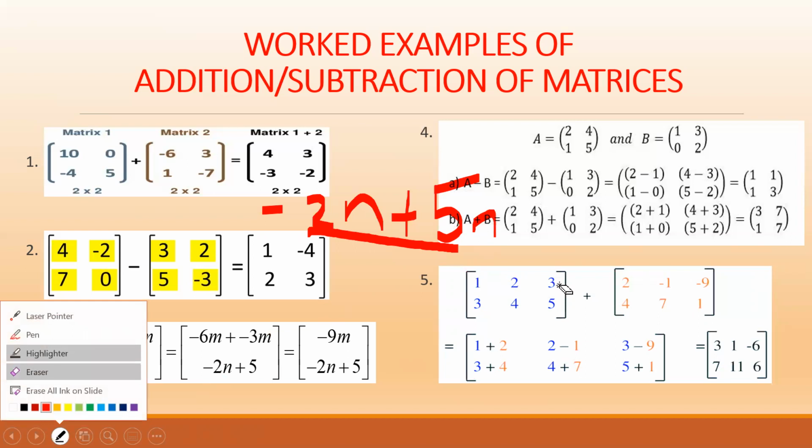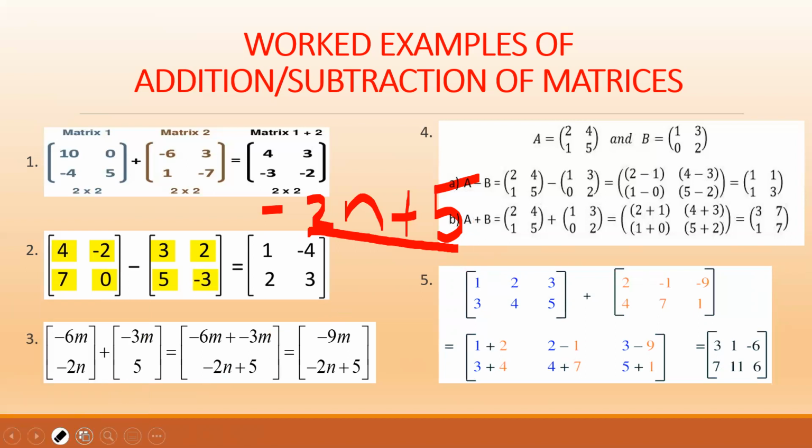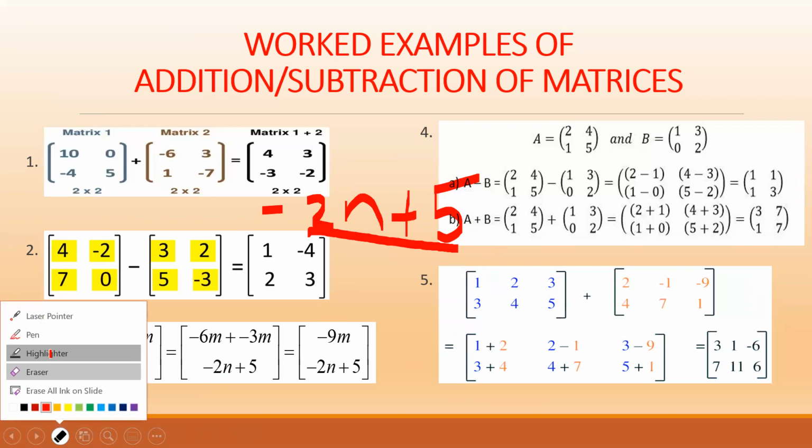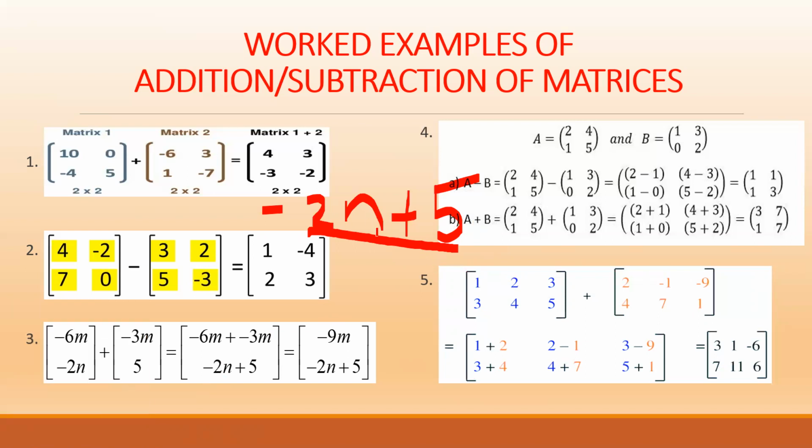because, as you can see there, there are 2 unlike terms. So we have to leave it as -2n plus 5. And that is how we end up with -2n plus 5. We have to leave it like that. So guys, that is how you would have done this.